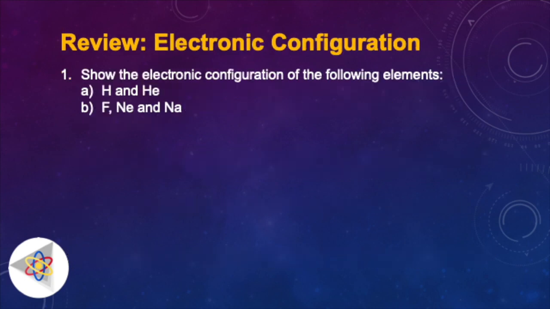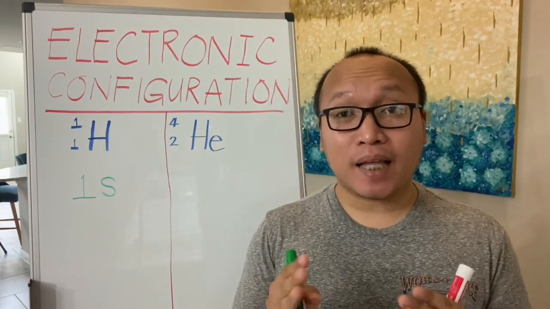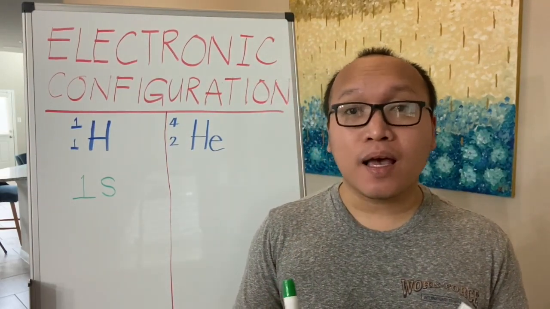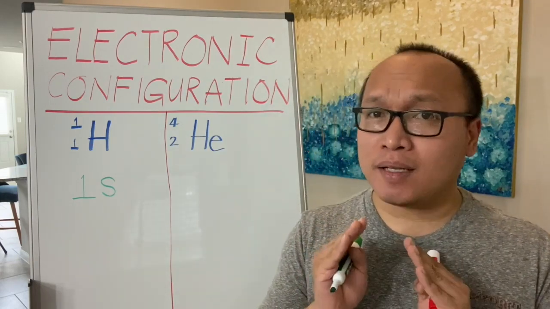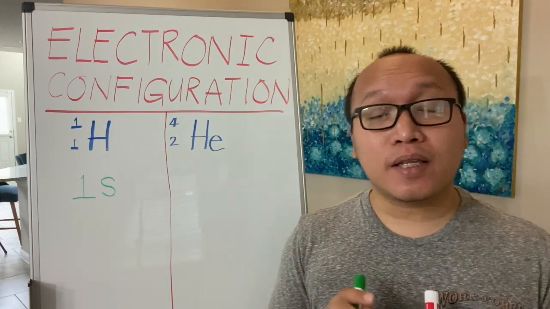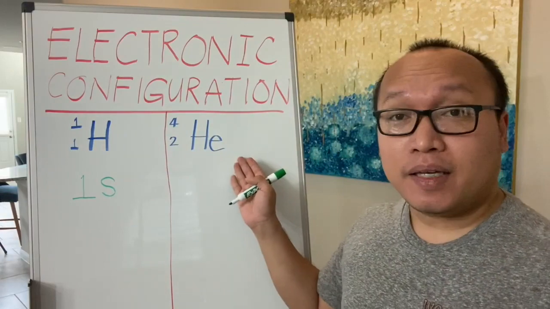Okay, so narito ang ating first set of problems na gagamitin natin para mag-review ng electronic configurations. So, show the electronic configurations for first, hydrogen and helium, and then second, for fluorine, neon, and sodium. Okay, so bago po tayo tumungo sa malalim na pagtalakay ng Lewis symbols at saka Lewis structures, mahalagang balikan muna natin ang konsepto ng electronic configuration. So magkakaroon lang po tayo ng maiksing review. At magsisimula tayo sa dalawa sa pinakasimpleng elemento sa periodic table. Ito ay ang hydrogen at ang helium.